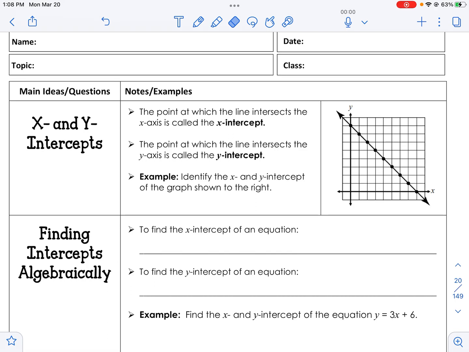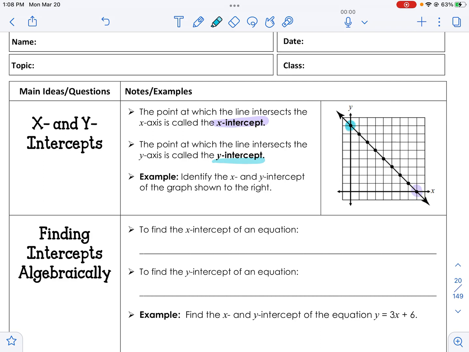To review what you've learned so far, the point at which the line intersects the x-axis is called the x-intercept. On the graph shown to the right, that would be right here. The point at which the line intersects the y-axis is called the y-intercept, which on the graph to the right would be at this point right here.